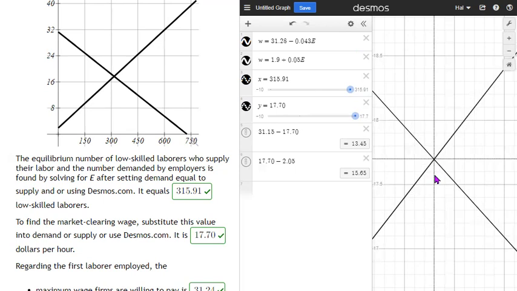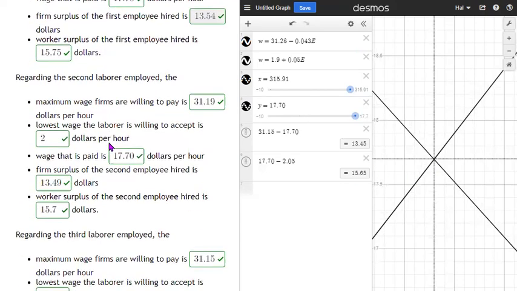The demand curve and the supply curve cross at the same point. So the most a firm is willing to pay equals the lowest wage that the 315.91st employee is willing to accept. So there is no firm surplus and no consumer surplus at the point where the marginal worker and the marginal firm are determined, right? There's no surplus there.